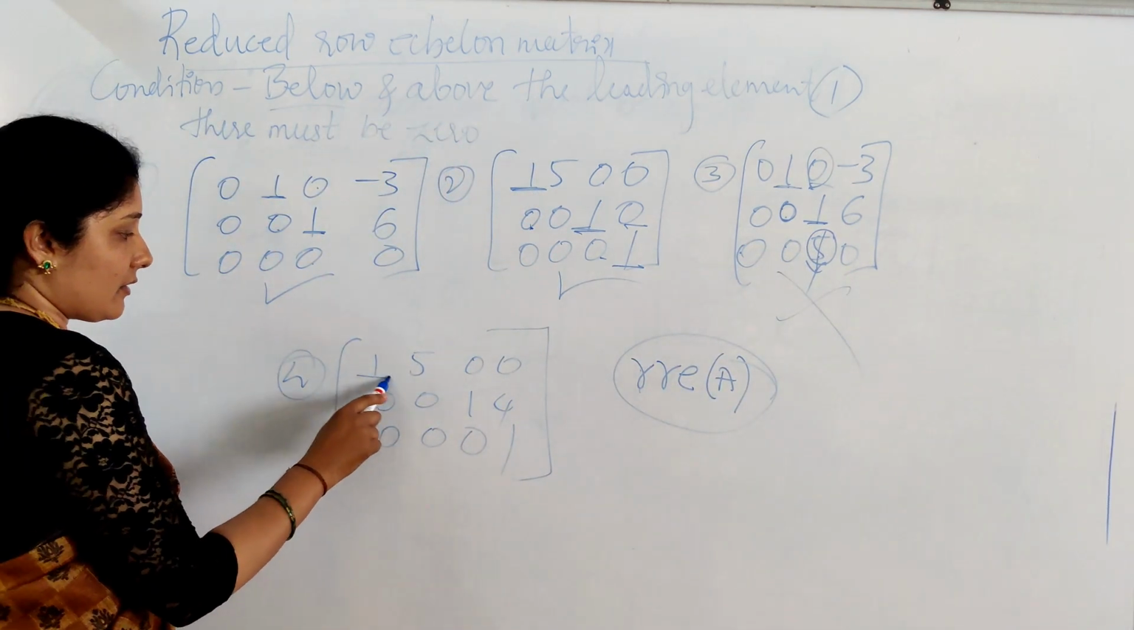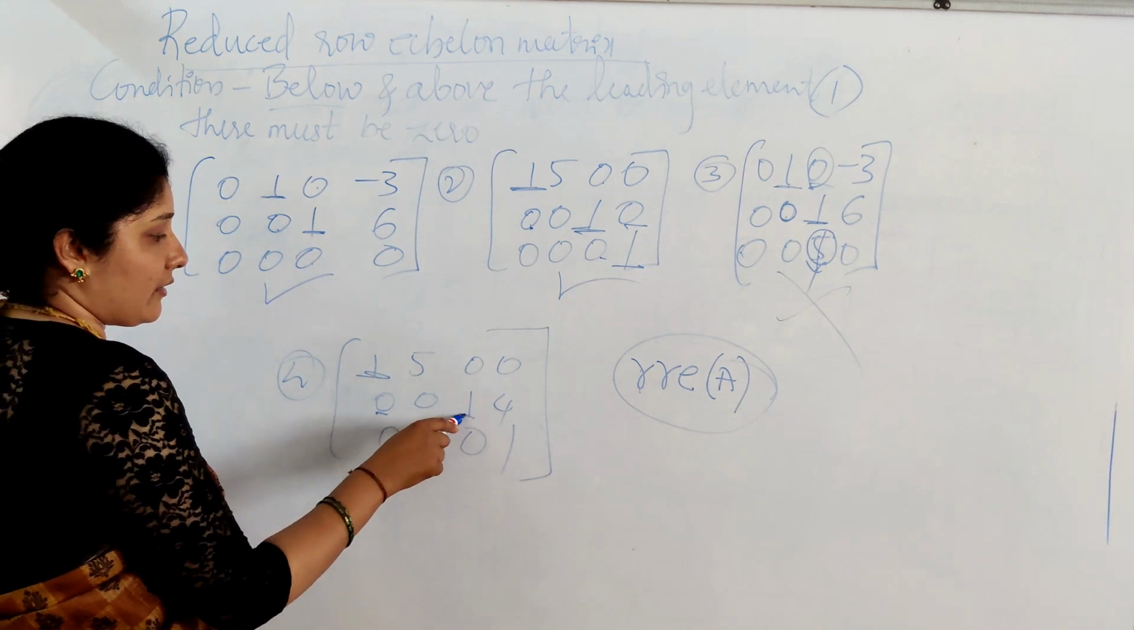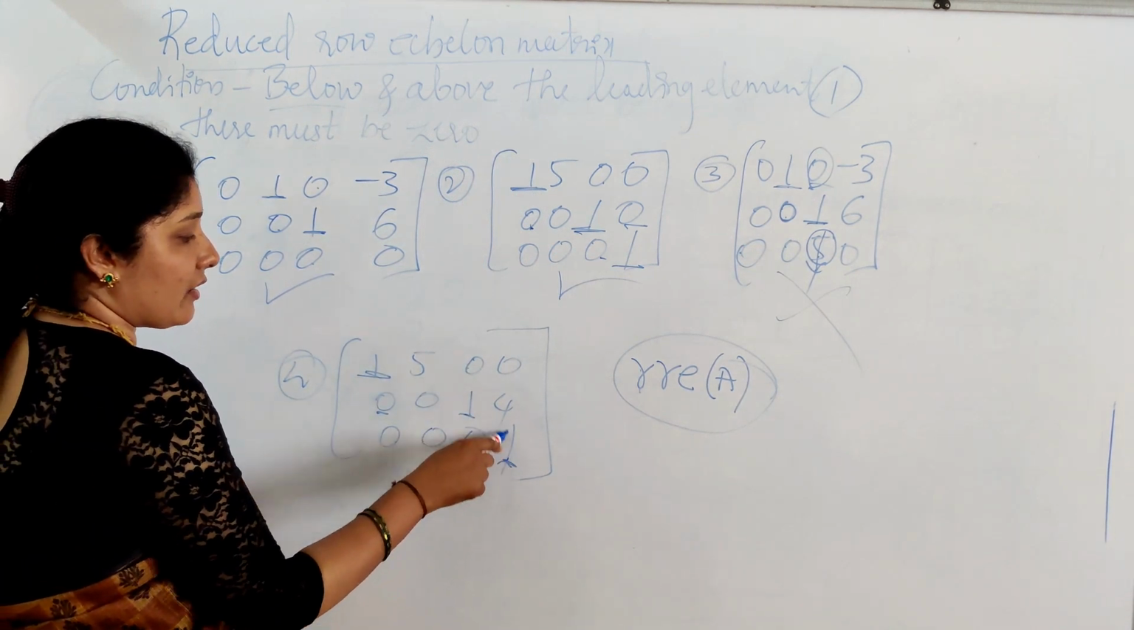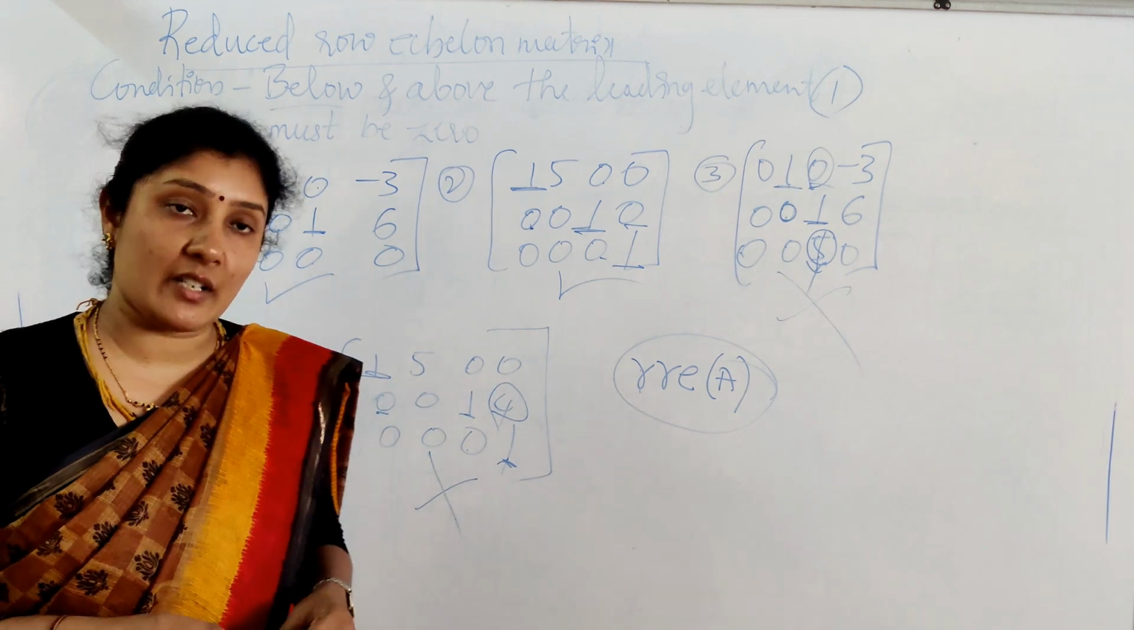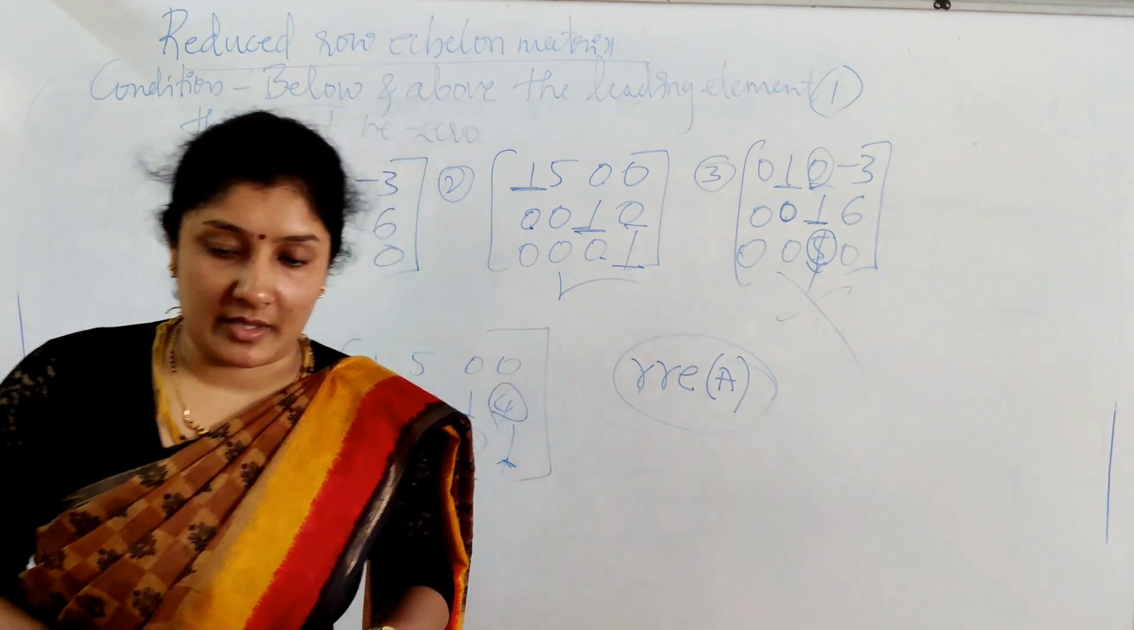Next, here below 0. And here above and below 0. And here above is 4. Therefore this is also not a reduced row echelon matrix.